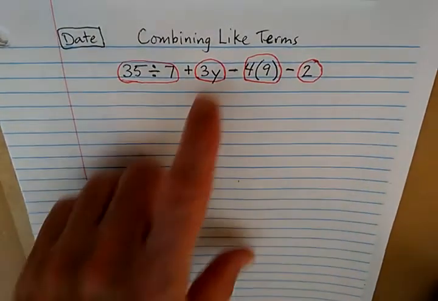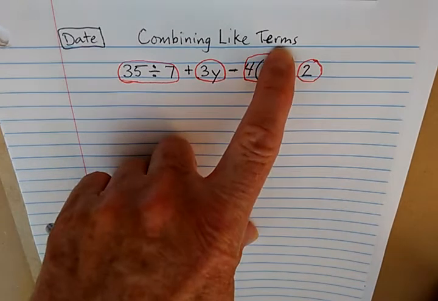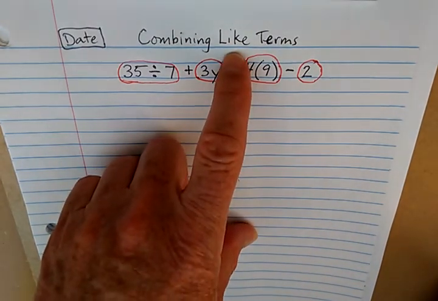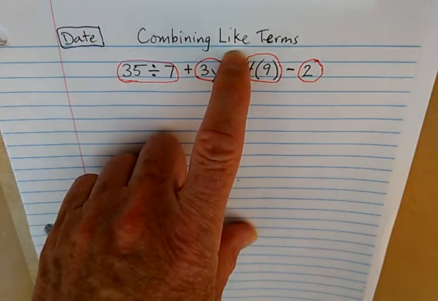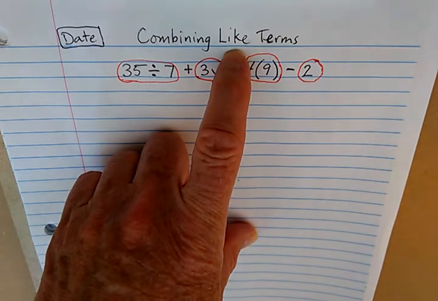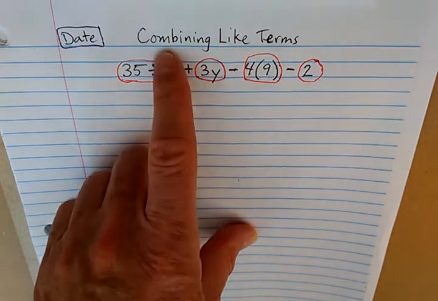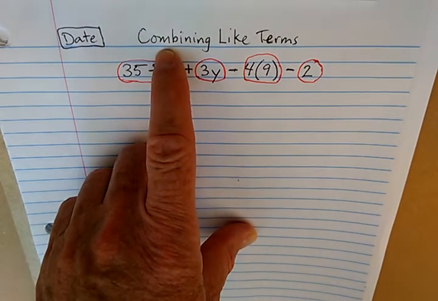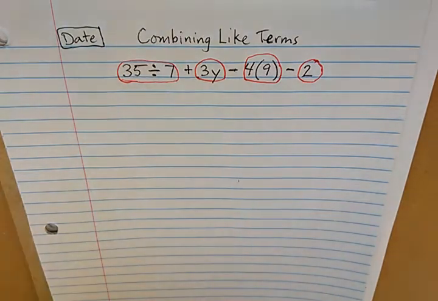But today we're going to be talking about something called like terms. That means terms that are in some way like each other, and we have to know what that means exactly so that we can combine those terms that are like each other.